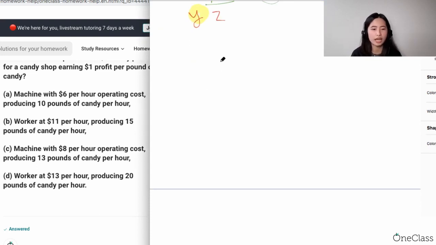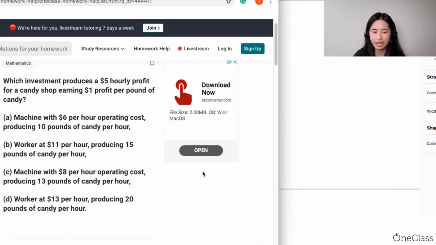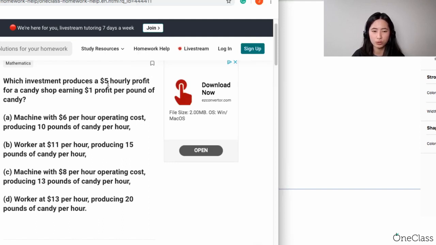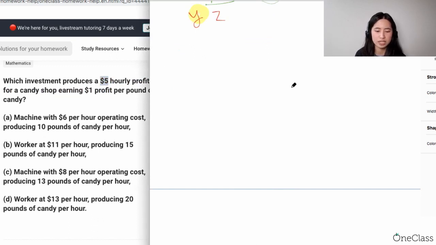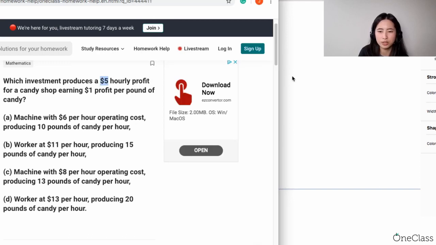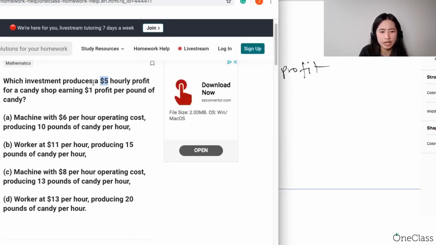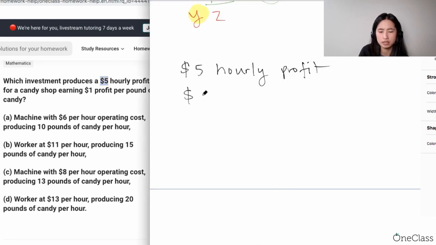By the way, anytime you're trying to solve a question, I'm speaking for science and math, and especially if it's a huge chunk of paragraph, try to write the numbers on your own. So just the keywords. So let's say you have $5 hourly profit. Write that down or even underline it. Because we don't have that option over here, I'm just going to write this down. So this is the $5 hourly profit. And then the next one is earning a dollar profit per pound of candy.